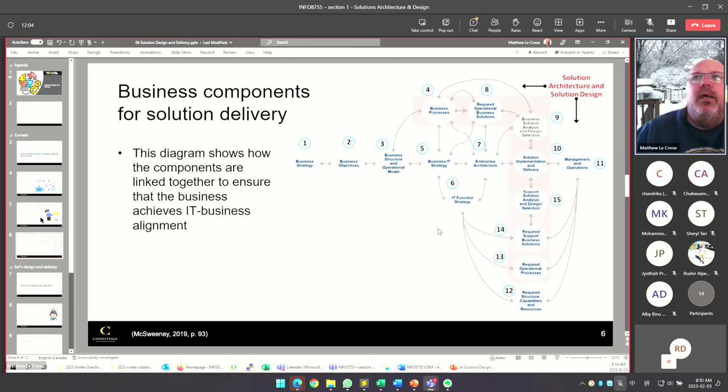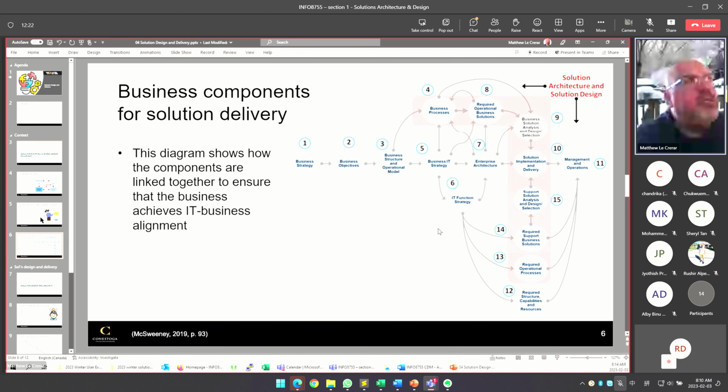So this is the picture on slide 6 that you need to be aware of. Okay. So solution architecture is the pink stuff. This is the parts that they deal with. Fundamentally, what you have is, if you look at step 1, you have your business need or your business strategy.